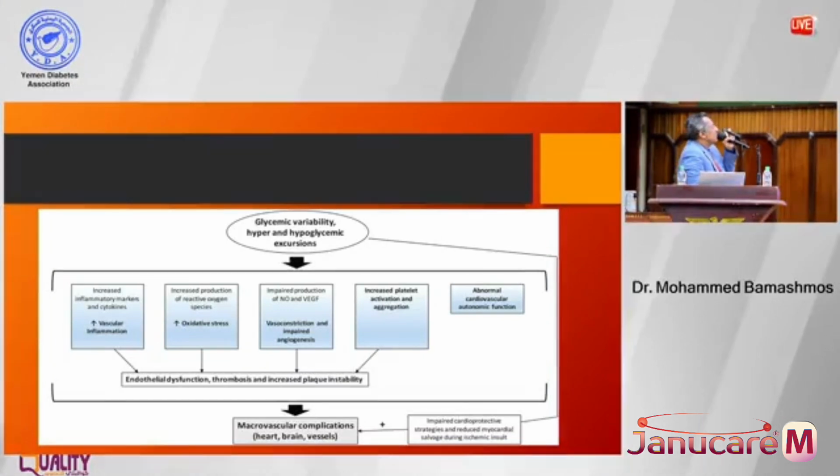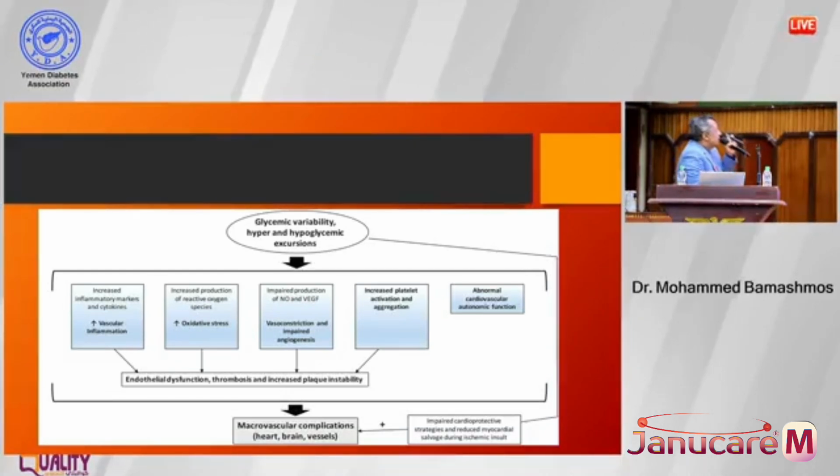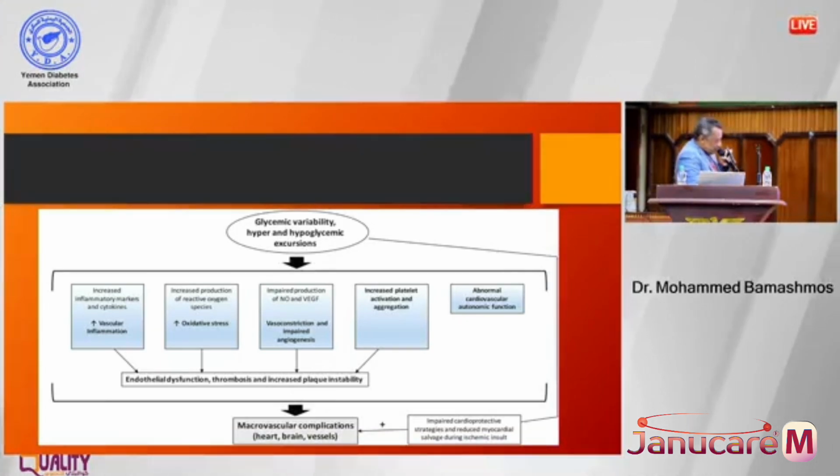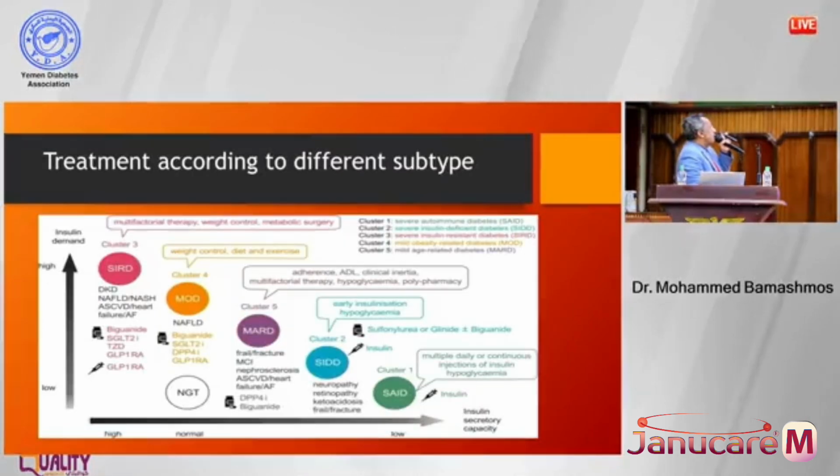What is the effect of glycemic variability? It can increase inflammatory markers and cytokines with vascular inflammation, increase production of reactive oxygen species with increasing oxidative stress, and impair production of nitric oxide and vascular growth factor leading to vasoconstriction. All these lead to endothelial dysfunction with thrombosis and increased plaque instability.